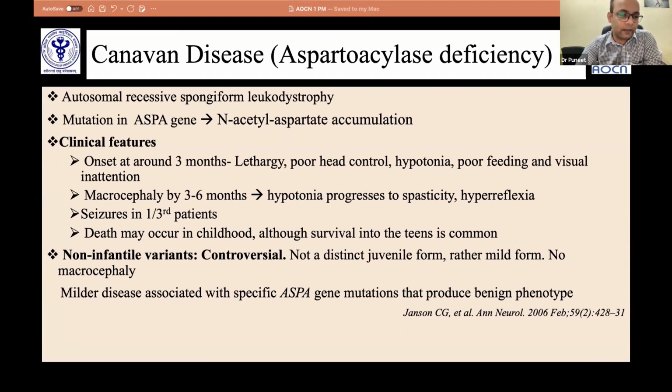The non-infantile variant is controversial in Canavan's disease, and now it is accepted that it is not a distinct juvenile form, rather it is a mild form which has started in the infantile age, and because of the slow progression, the clinical symptoms occur in the juvenile phase. And these children who present in the juvenile age don't have macrocephaly. So the milder disease is associated with specific ASPA gene mutations that produce benign phenotypes.